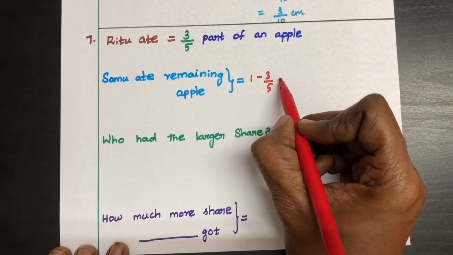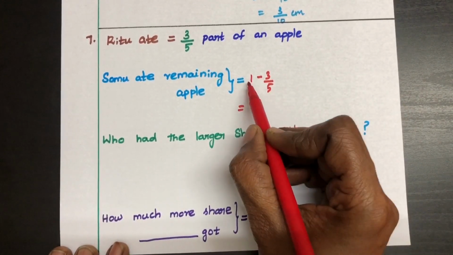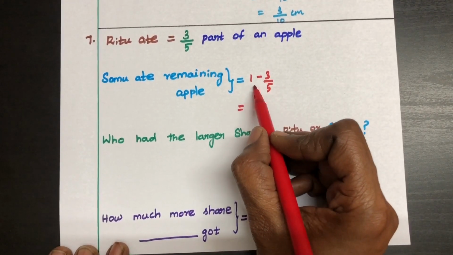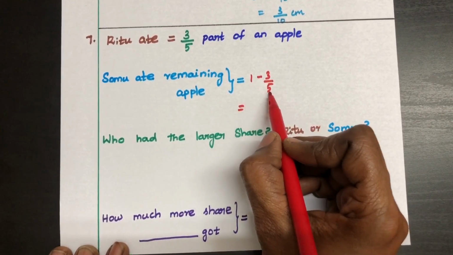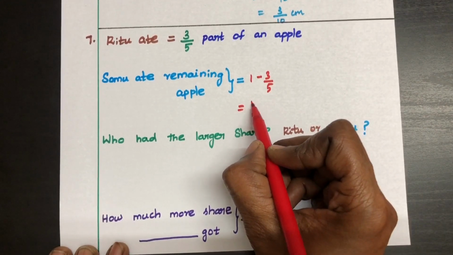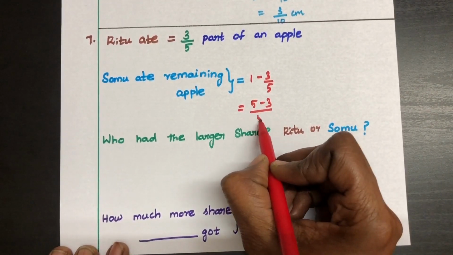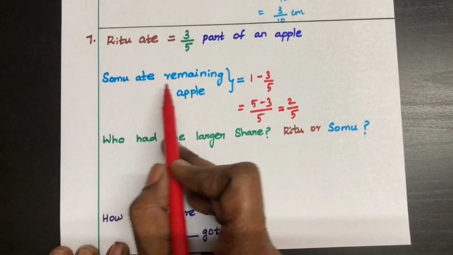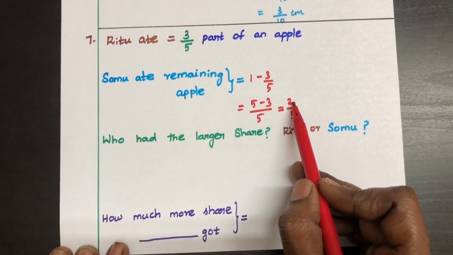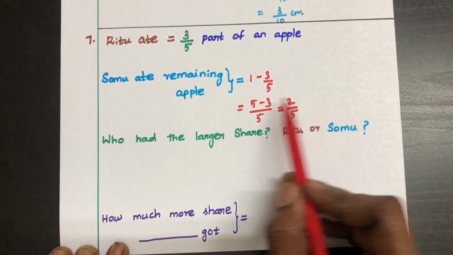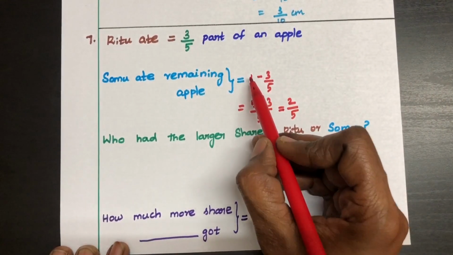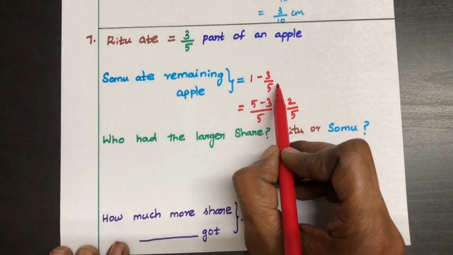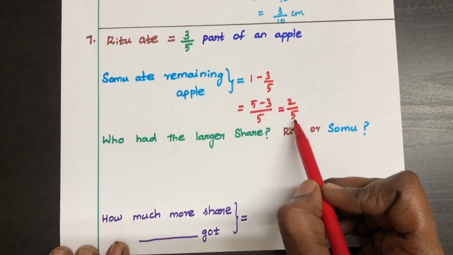So how to do this? 1 means, here in the denominator also 1, so we need to think LCM. So 5 is the LCM. So 5 minus 3 divided by 5 is equal to 2 by 5. Somu ate the remaining apple, the portion is 2 by 5. Otherwise you can have it in mind like that: from the whole, 1 is the whole, 3 by 5 she ate. Remaining is 2 by 5.